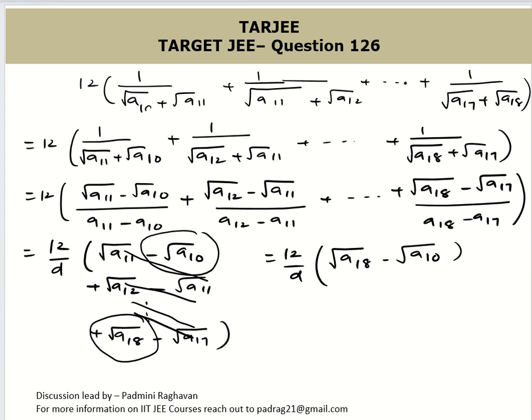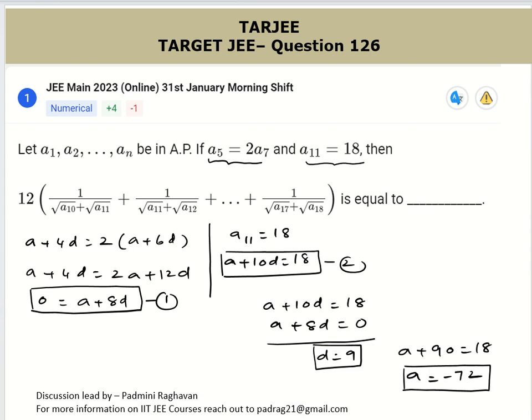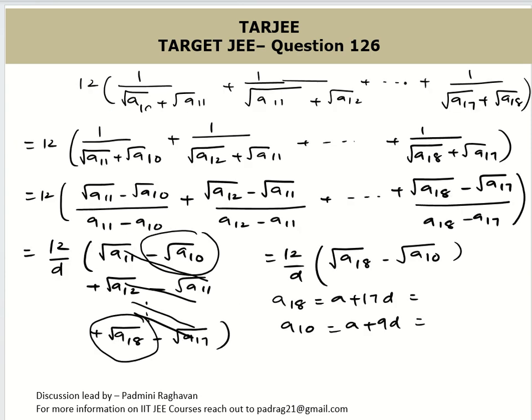We have already evaluated the values of A and D. We can check those values. A18 is nothing but A plus 17D, and similarly A10 is equal to A plus 9D. Hope these values are perfect squares. Let's check. A is equal to minus 72, D is equal to 9. 17 into 9 is 153. 153 minus 72, what is 153 minus 72? I think it is 81.